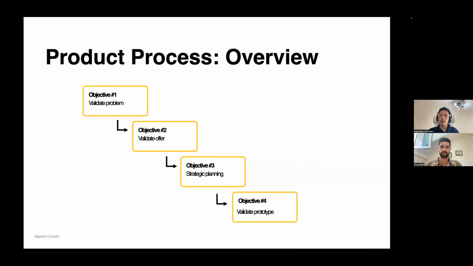During the product process that we have through Prod MBA, we have 4 different objectives. The first objective was to validate the problem that we were coming with, and we are going to explain it a little bit later on. Second, validate the offer that this problem provided. Third, do the strategic planning. And fourth, build a prototype that allows us to validate all the other objectives that we accomplished through the program.